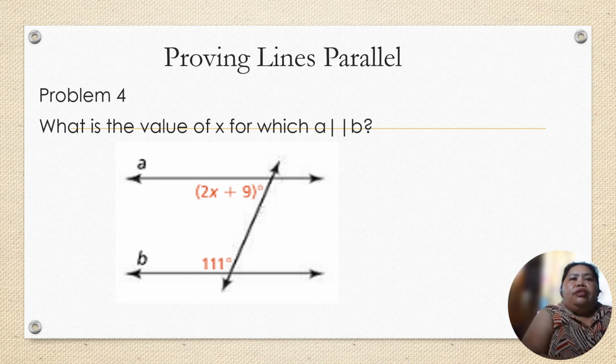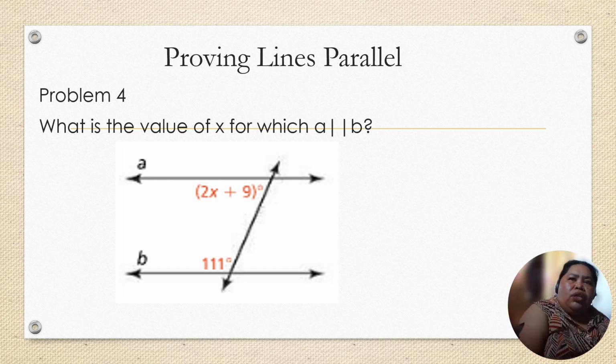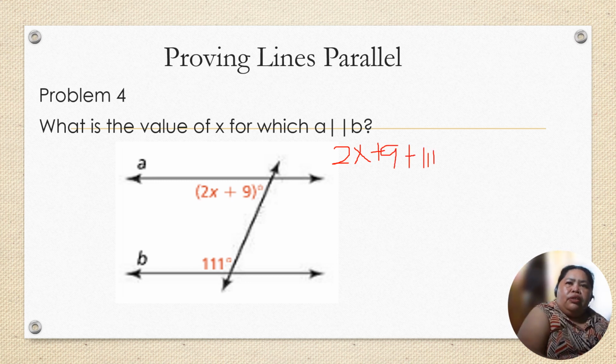Now let us have example number 4. What is the value of x for which A is parallel to B? So this is same side interior angles. We could say that 2x, diba, if they are same side interior angles and parallel, they are supplementary. So 2x plus 9 plus 111 is equal to 180. So we get 2x plus 120 is equal to 180.